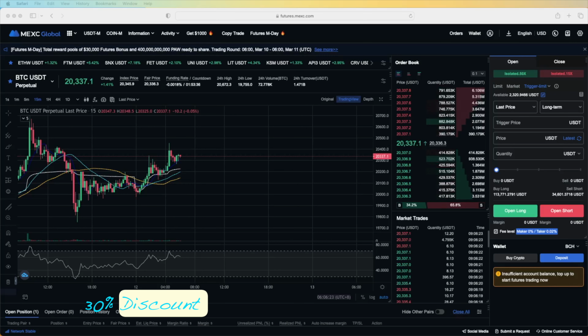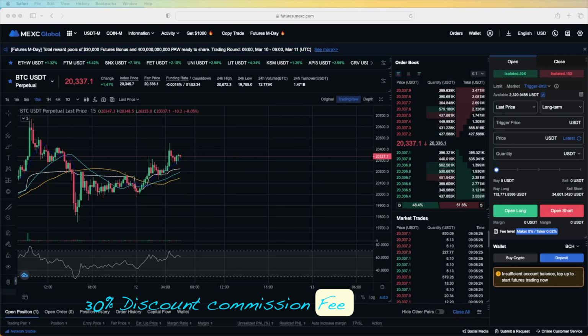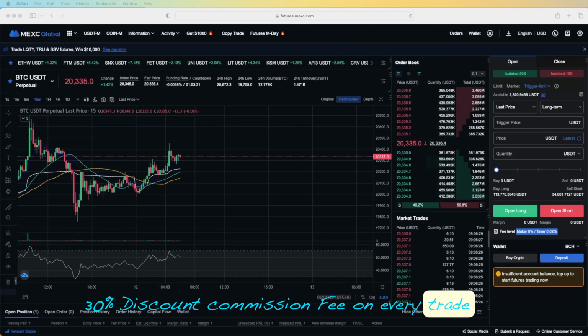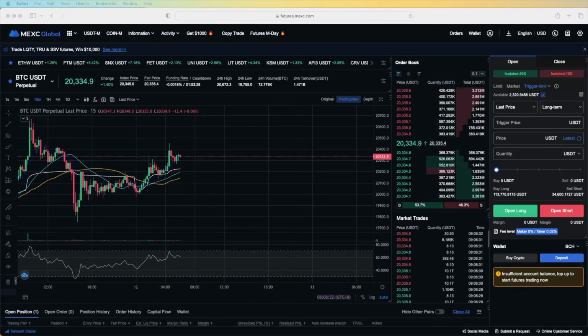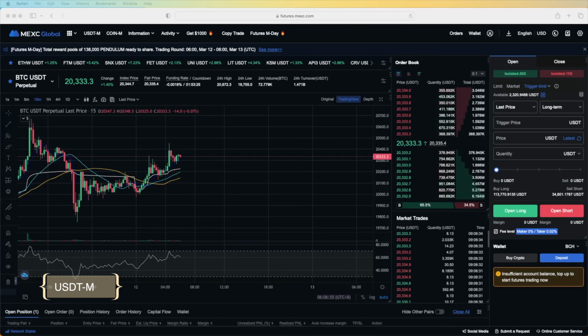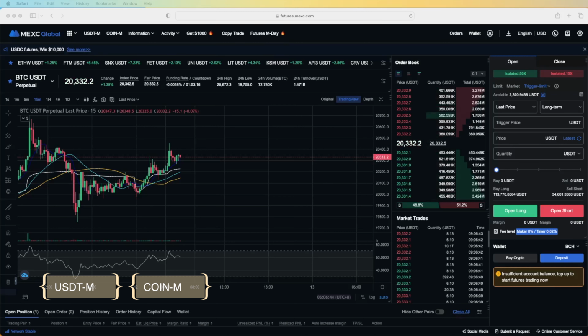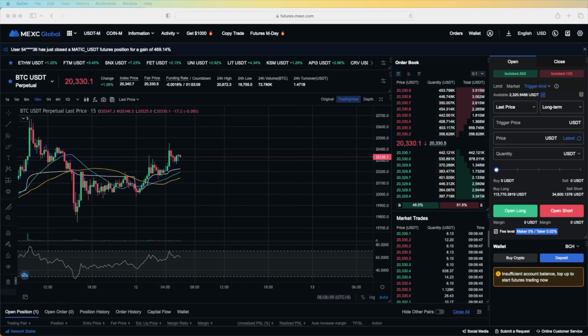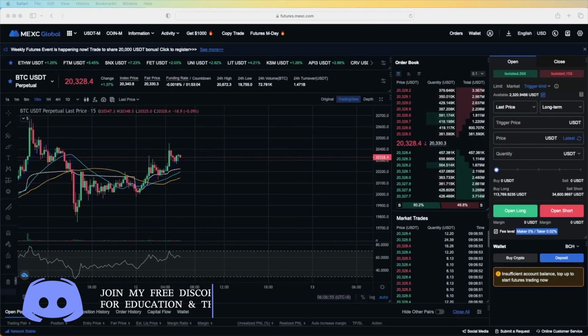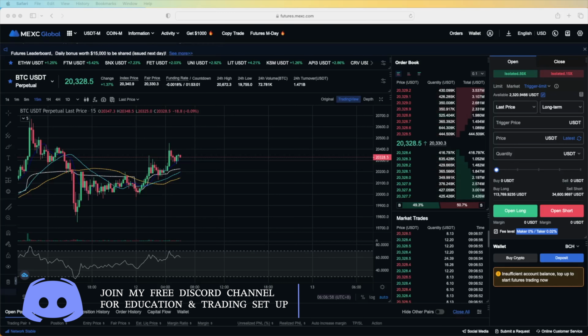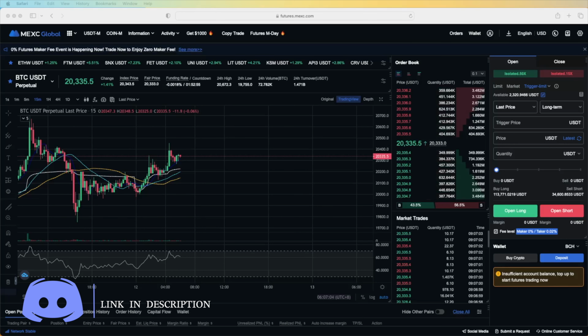Let's get started. When you're going for the perpetual futures, we have two different parts: USDT-M and Coin-M. What's the difference between those? USDT-M is based on the USDT that you put in as collateral, and Coin-M depends on the coin that is supported, normally BTC and Ethereum. You put it in as collateral, and based on the value, you open the position. We're going to cover USDT-M for now.